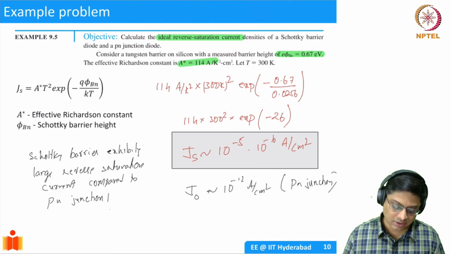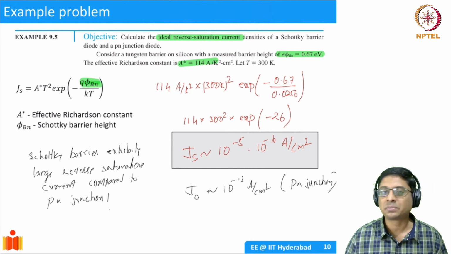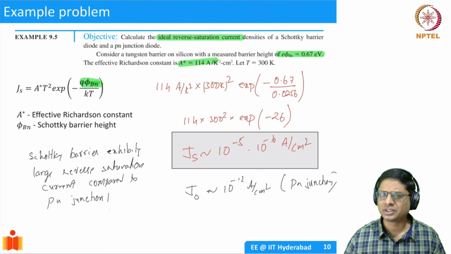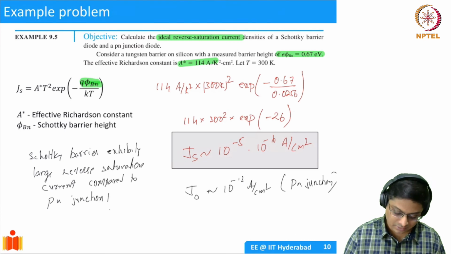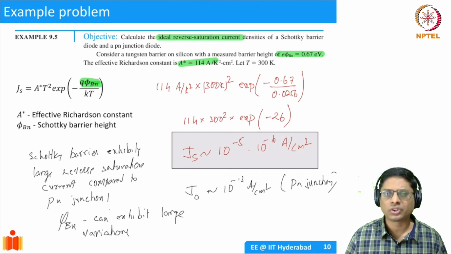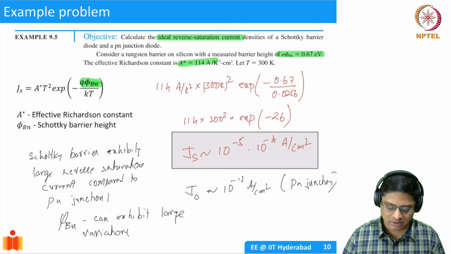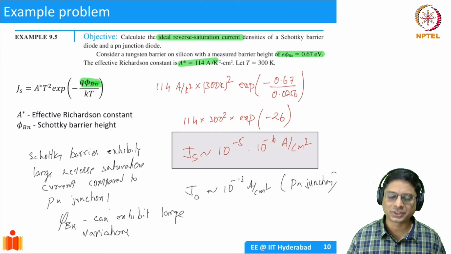And also remember, it is dependent strongly on phi_BN. phi_BN is an experimentally measured quantity depending on the type of interface and any non-idealities in the interface. This phi_BN can be different. It can exhibit large variations because of the deposition tools and techniques and so on. Because of that, the reverse saturation current is all over the place. It's something that we have to characterize very carefully, Schottky junction, whenever you're fabricating that. PN junctions are easily reproducible, but with Schottky you have to be very, very careful.